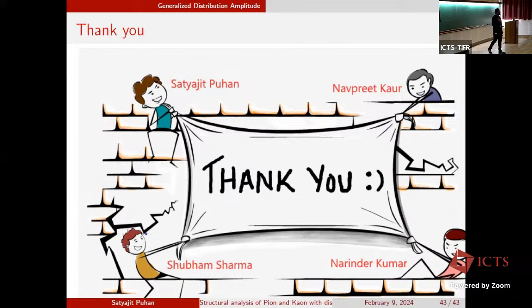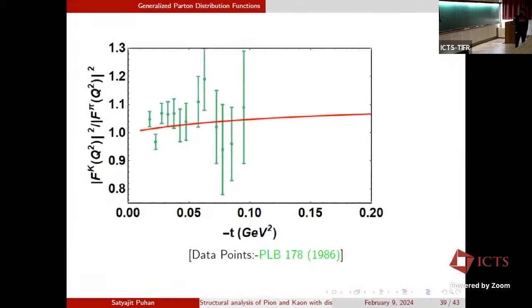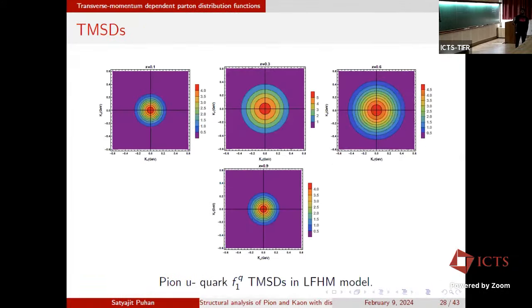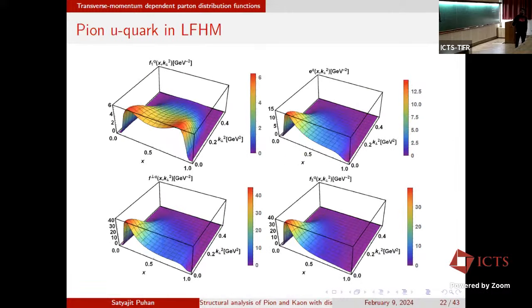I have a curiosity. Can you go back to when you started showing the 3D plots of your TMDs? No, go back here. Okay. So this is the pion u quark. In the upper row I see on the left F1, which is the only leading twist object. Yes. On the right there is E, which is twist 3. Then in the lower row, F perp, which is twist 3, and F3, which is twist 4.